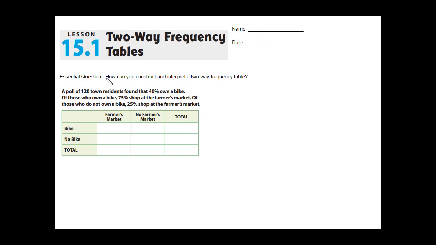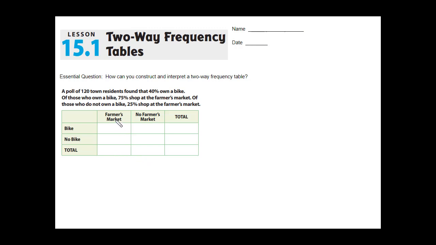Today we're looking at lesson 15.1, which is about a two-way frequency table. Now, a two-way table is a way of looking at two different variables, and we're looking at tables in a horizontal method and also in a vertical method. We're finding different ways to compare two variables.